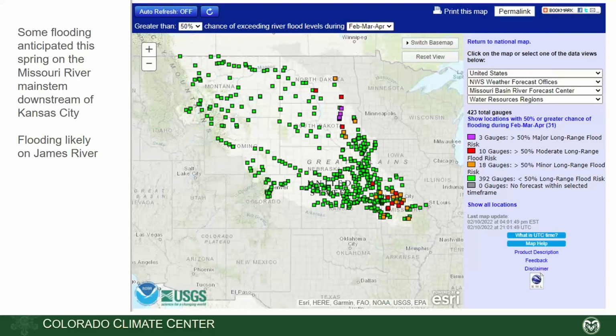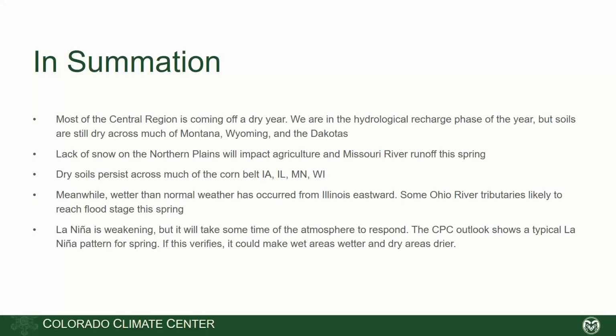And then with everything pooling into the Missouri, we're seeing some areas where there's a 50% chance or greater near the Missouri main stem in Missouri as it flows into the Mississippi. Again, I'm going to butt in there one more time just to make sure we get this right. Back it up, please.